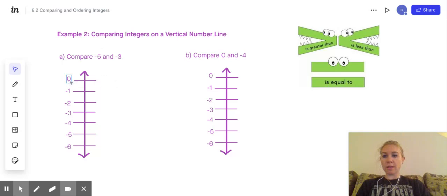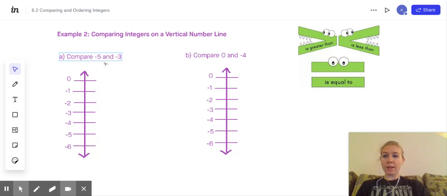So you notice that looking at this one on the left for problem A, 0, so our positive, the higher numbers are at the top, okay? And then the smaller numbers, like -6, are at the bottom. I think the most common vertical number line that you would probably see is a thermometer, right? Where you have the highest temperature at the top and then the lowest at the bottom. Okay, so we can also compare using a vertical number line.